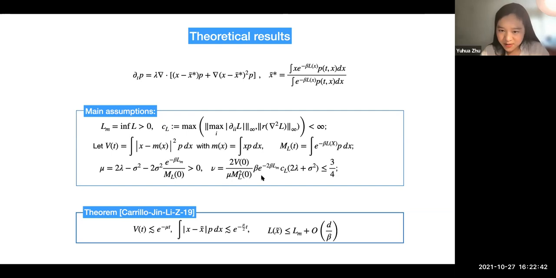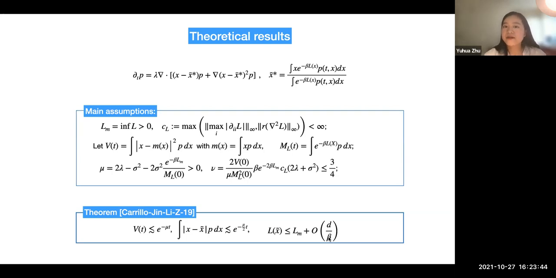So under these assumptions on those parameters, we can have the following result. We can prove that the variance decays exponentially. So basically the particles will concentrate on one point, and that one point is x tilde. And that x tilde will be very close to the global minimum Lm, with an error depending on the dimension over beta. Beta is the weight that we put on the exponential power. So this theorem basically tells us that under some assumptions on lambda, sigma, and initial variance and initial weight, all the particles are guaranteed to converge to this x tilde, which is very close to the global minimum, as long as we let beta be large enough.